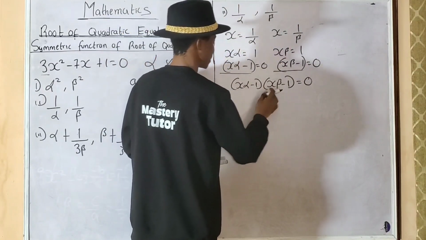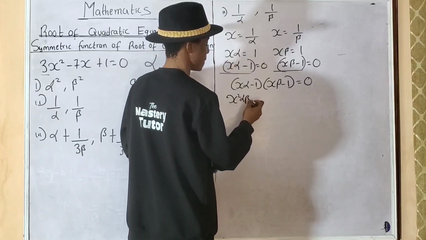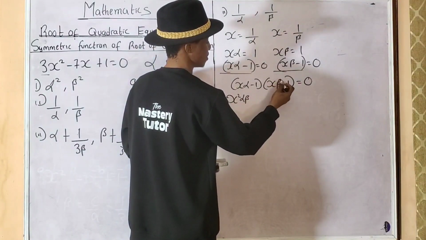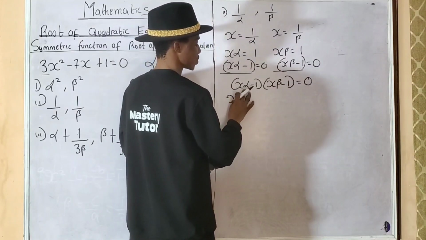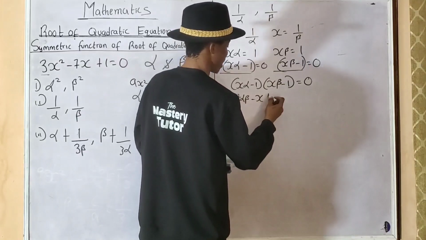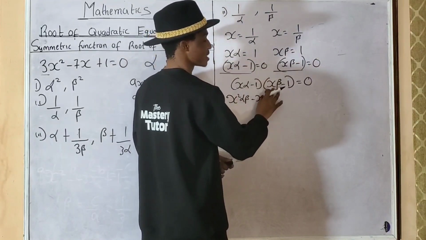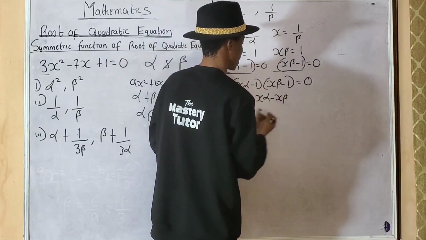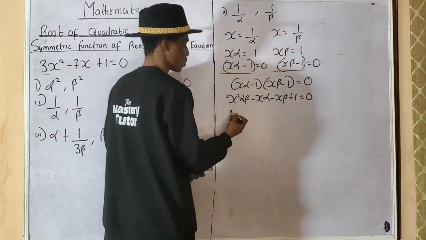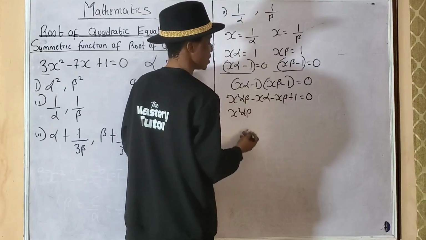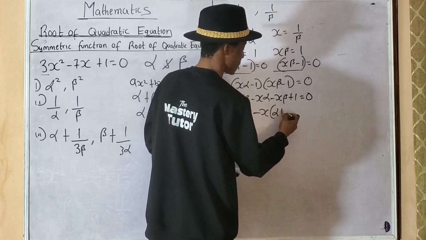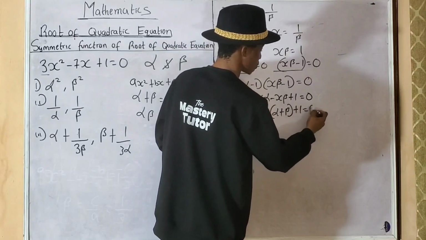x alpha times x beta, that is x squared alpha beta, right? Yes. Okay. x squared alpha beta. Now, x alpha times negative 1, that is negative x alpha. Negative 1 times x beta, that is negative x beta. Negative 1 times negative 1, that is what? Positive 1. This will be equal to 0. So I'm going to have x squared alpha beta. You can factorize negative x. I'm going to have negative x multiplied by alpha plus beta, plus 1 equals 0.